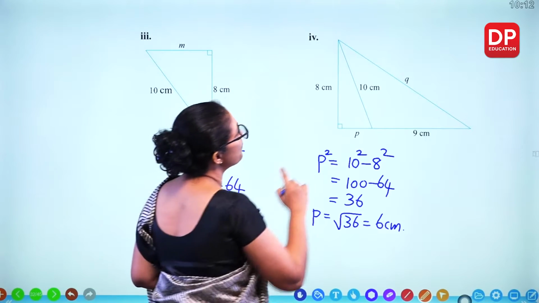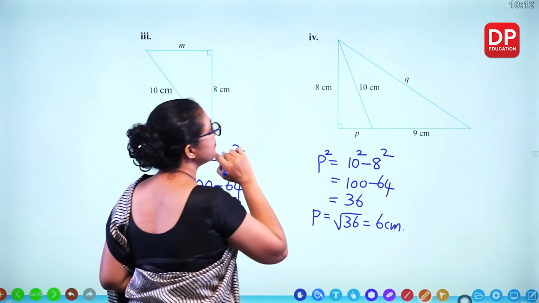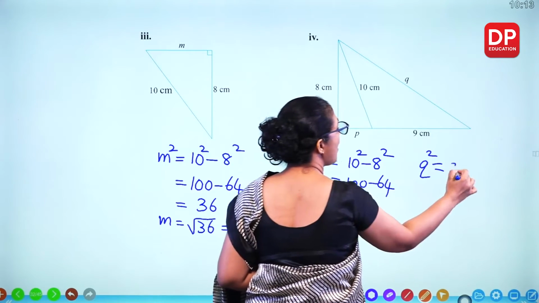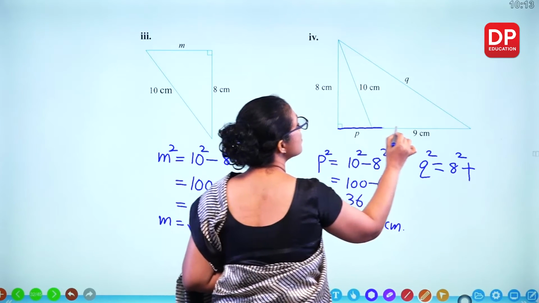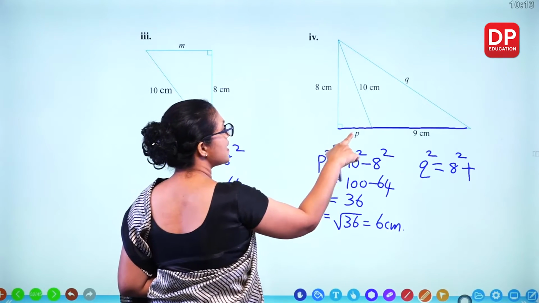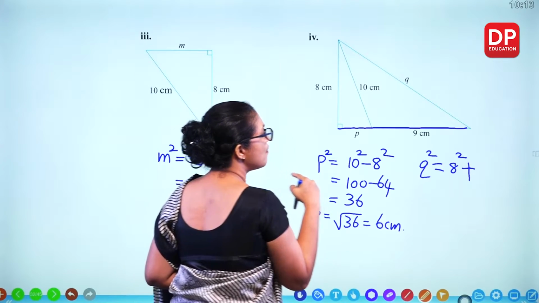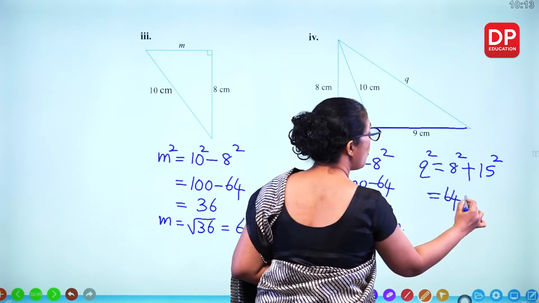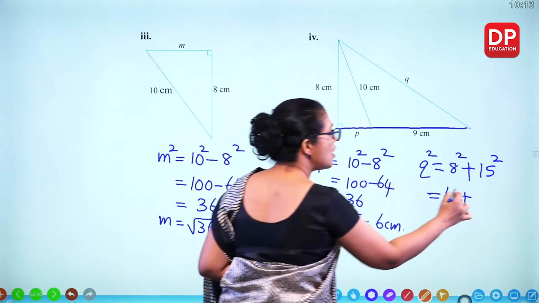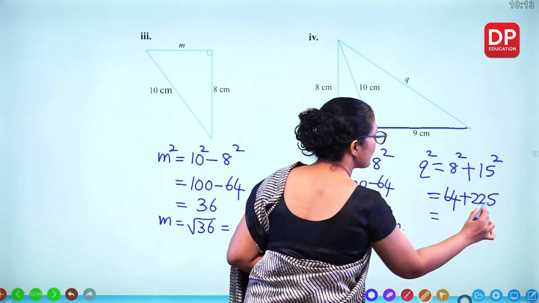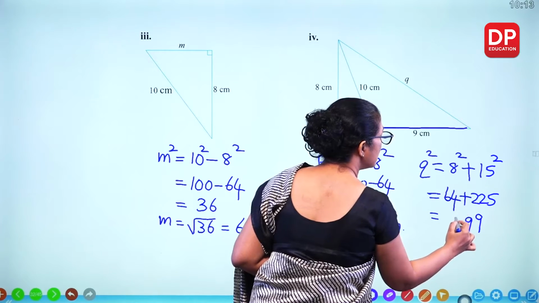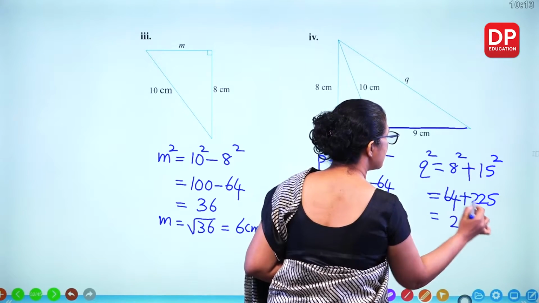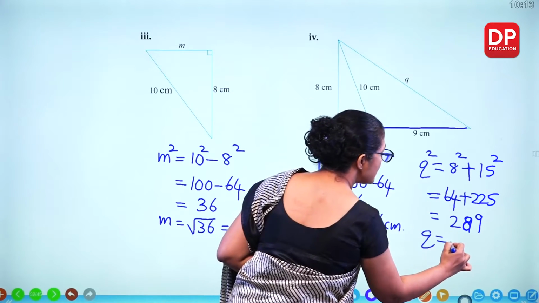Now find Q. We'll take the big triangle. So what's Q squared? That's the hypotenuse. 8 squared plus... now what's the total length here? P is 6 and 9. 9 plus 6, 15. So 8 squared, 64. 15 squared, 15 times 15, 225. When you add it together, you get 289. Square root of 289.